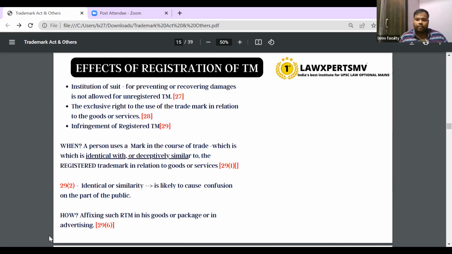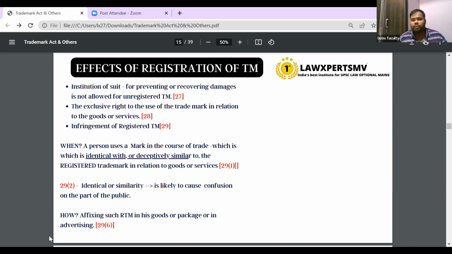Under section 27, there is a particular right vested in the registered trademark. If you are registering your trademark with the registrar, you will have a particular vested right. That right is that whenever someone is using your trademark, you can prevent them by instituting a suit. By instituting a suit in the civil court, you can ask that person to stop doing that, and you can get compensation for it. This is as per section 27.